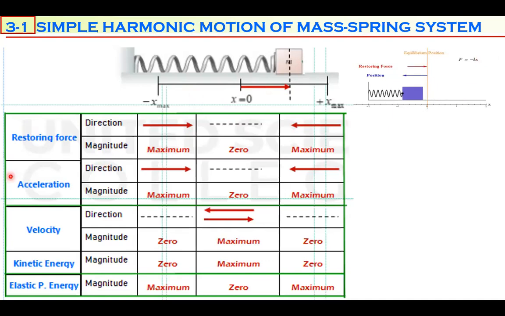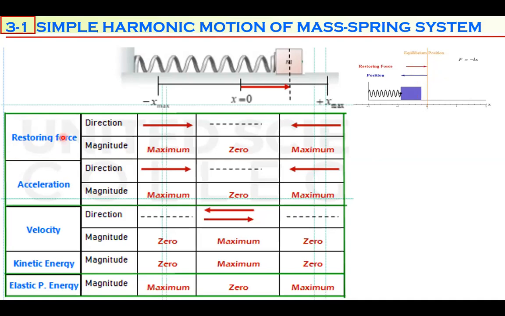The second thing is acceleration. Newton's second law, F equals m times a, indicates that acceleration and restoring force are always in the same direction, and also proportional.